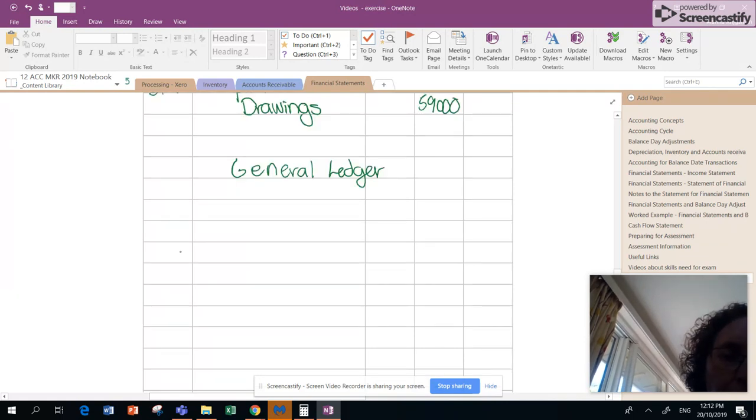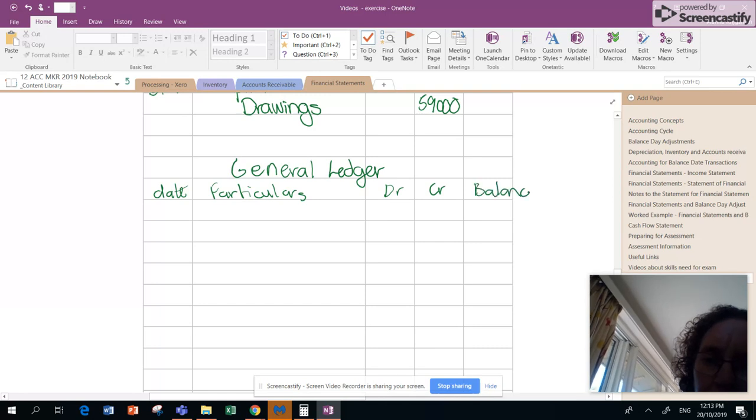So remember, with your general ledger, the first column's date, then we've got particulars, then we've got debit, credit, and then we've got the balance. So we're going to do one for dividends received, and one for accrued income. Right, so we're going to start with dividends received.